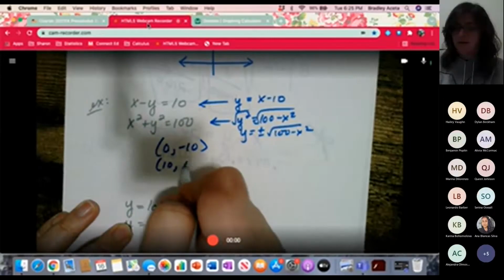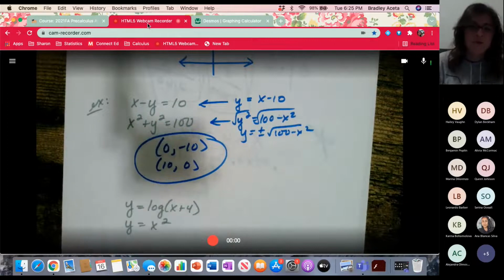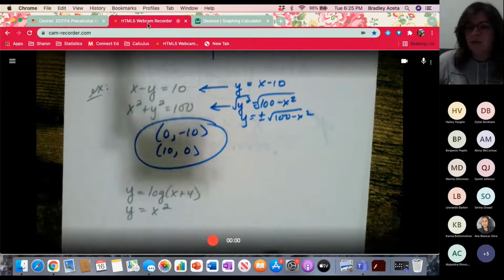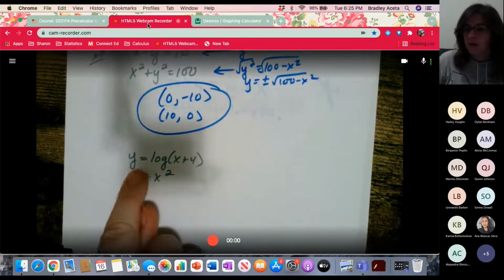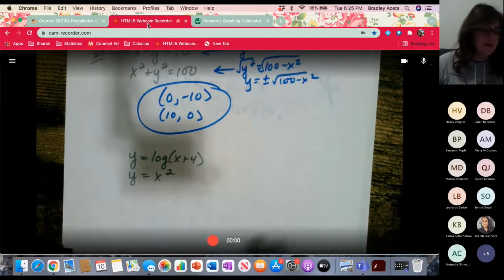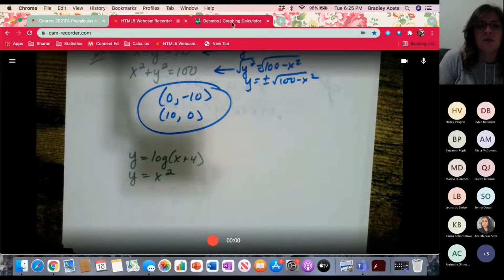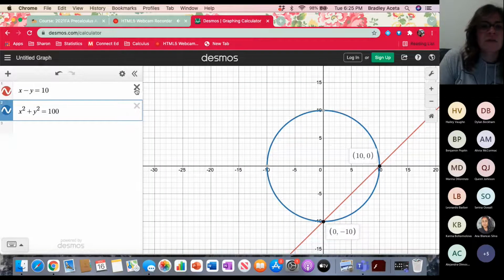And then 10, 0. That's the intersection of this circle and this line right there. And I'll do another one for you. Y equals log of x plus 4 and y equals x squared. So you've got a parabola and then you've got your log. This one's going to look not so nice, with not pretty numbers, but it still will intersect for you. So let's do this one real quick.